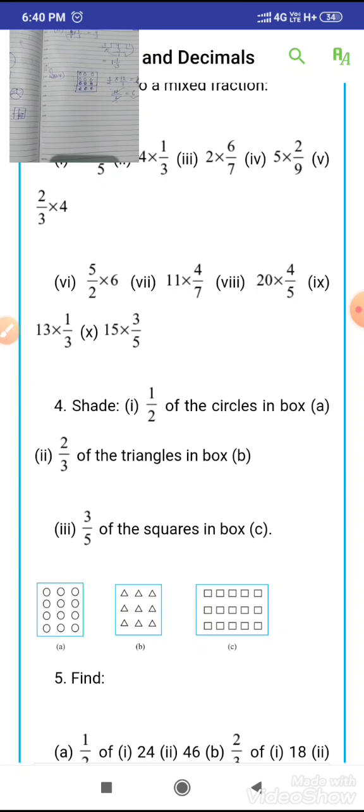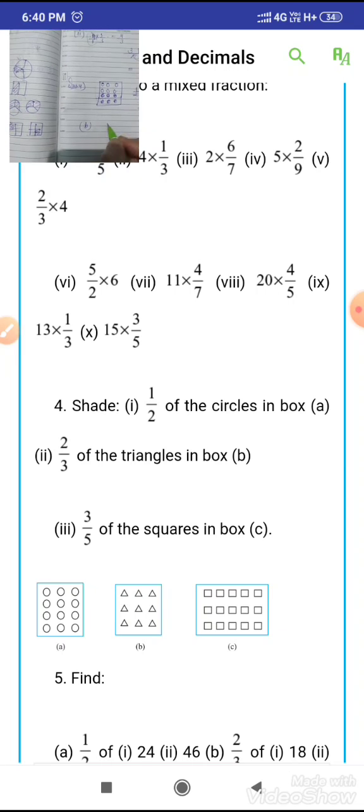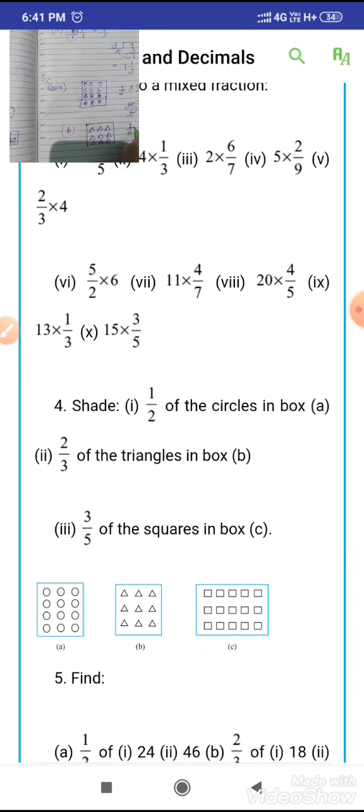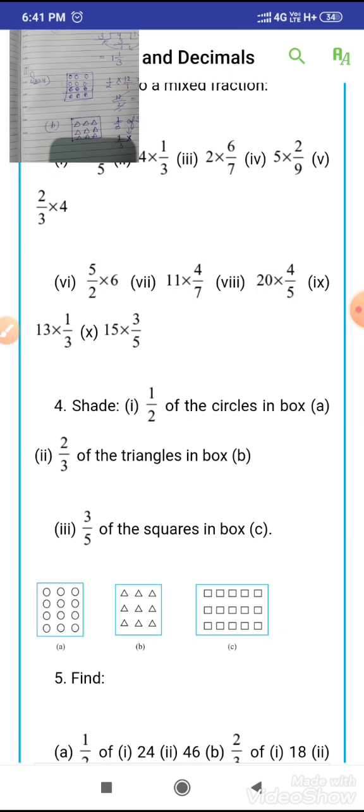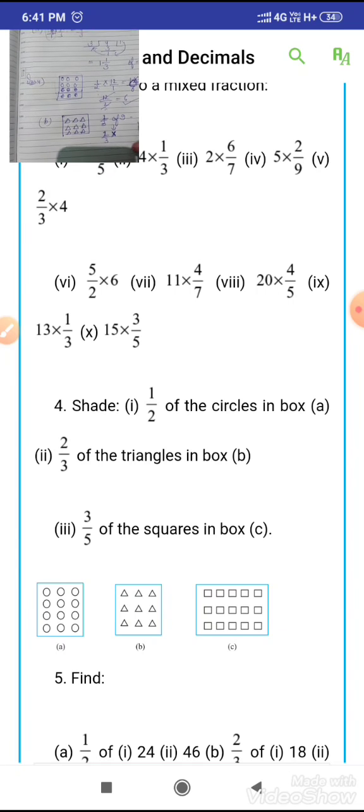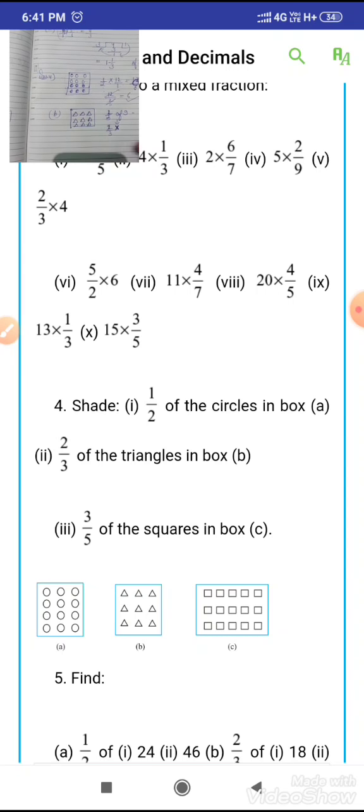In the second part, it is given that 2 upon 3 of the triangles in the box B. We have 9 triangles in the B box and we have to find 2 upon 3 of 9. First we write 2 upon 3 of means multiply. Please note that of is equal to multiply. Where you see of written in the question, you have to multiply these two quantities.